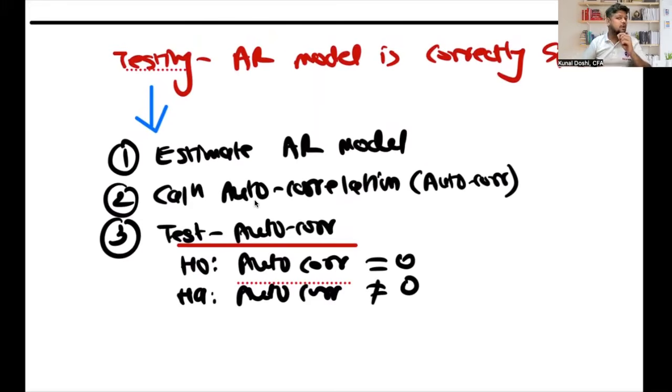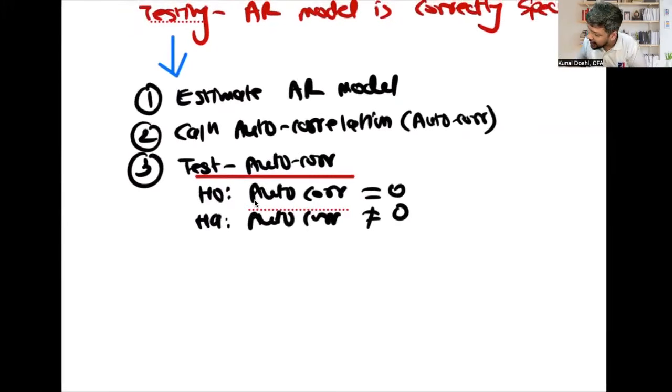So yes, what is the outcome here? When do I say the model is correctly specified? The model is correctly specified when none of the autocorrelations are statistically significant. Means if I fail to reject the null, then I say the model is correctly specified.